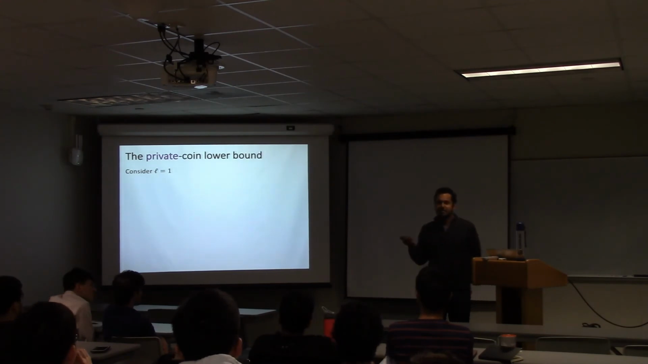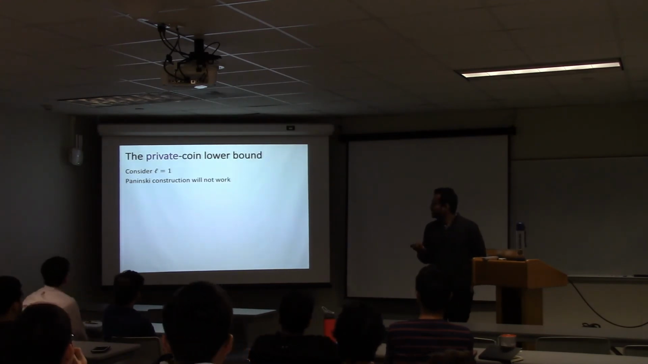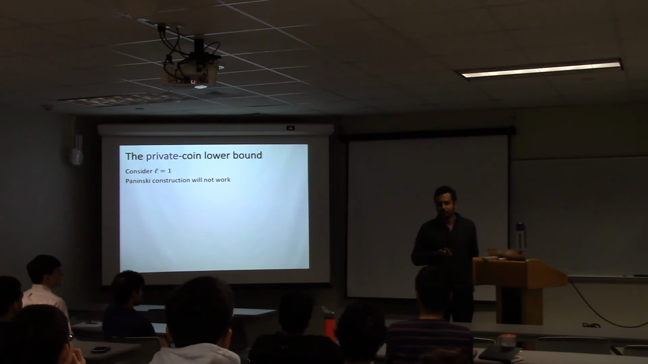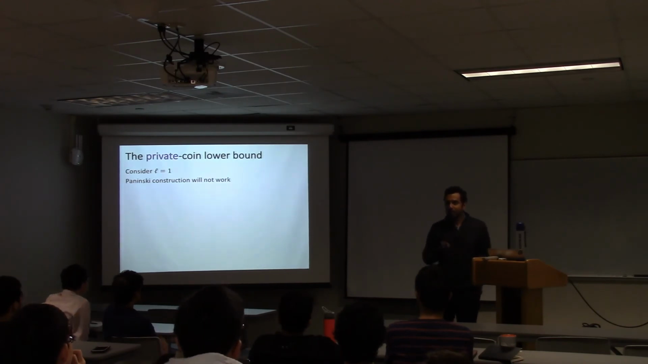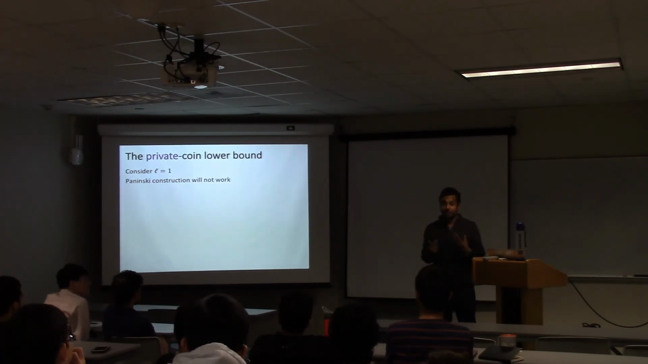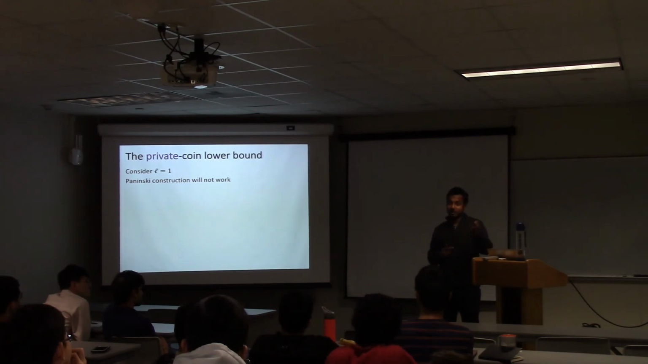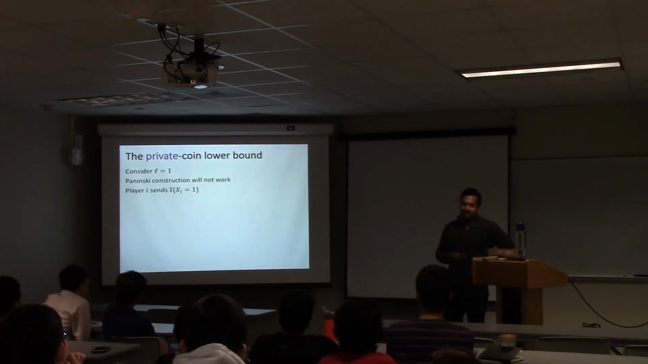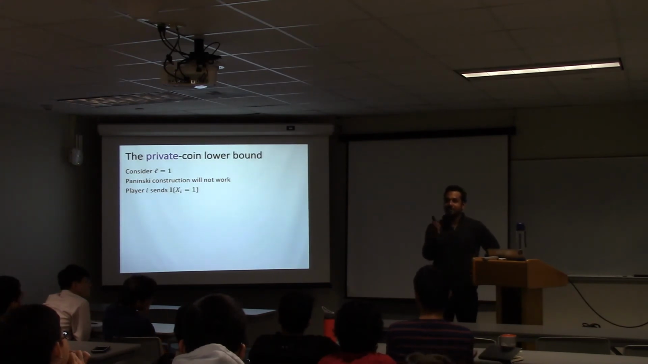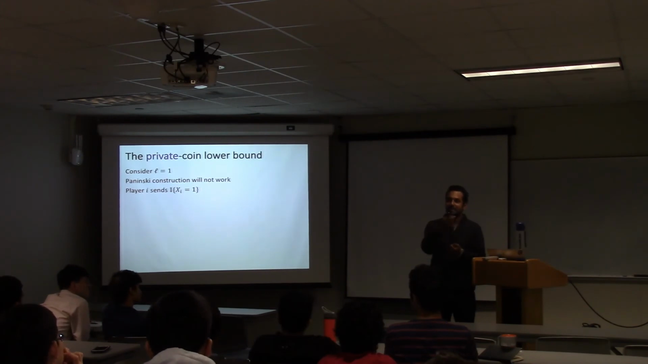So consider L is 1. Then the Paninski construction is not going to work. Because if everyone knows that the distribution is either uniform or this set of distributions, then what each player is going to do is just send an indicator of whether its sample is equal to symbol number 1. Each player, using its 1 bit, just tells you whether it has seen symbol 1 or not.